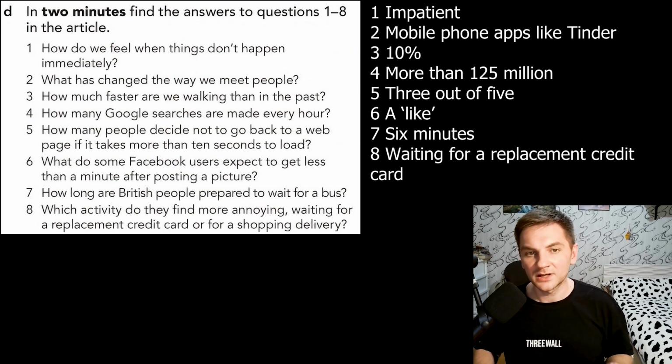Number 3. How much faster are we walking than in the past? Like only 10%. Number 4. How many Google searches are made every hour? More than 125 million.